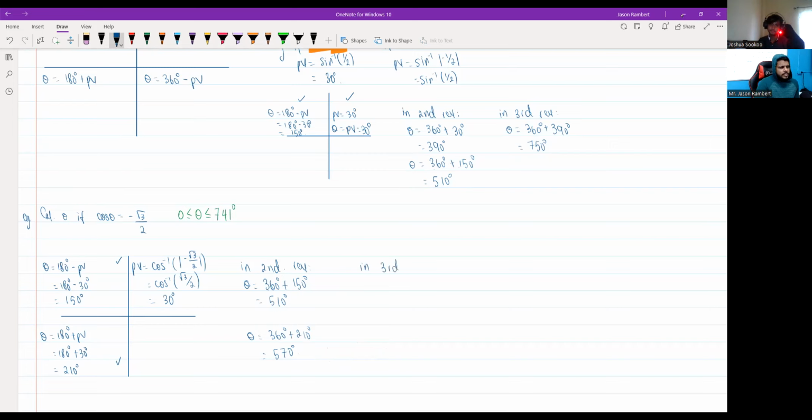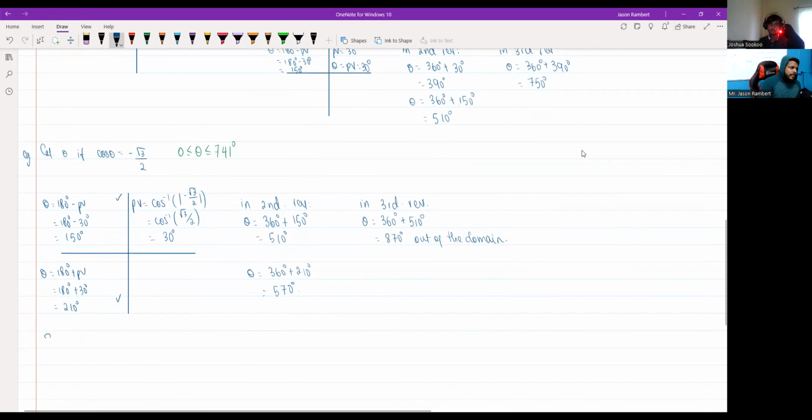So all I have to do is say, more solutions exist in the third revolution. And in the third revolution, theta is equal to 360 degrees plus the answer I got in my previous revolution, which is 510 degrees, and it's 870 degrees. It is out of the domain. So whenever you have an answer going outside of the given domain, it is no longer a part of the solution.